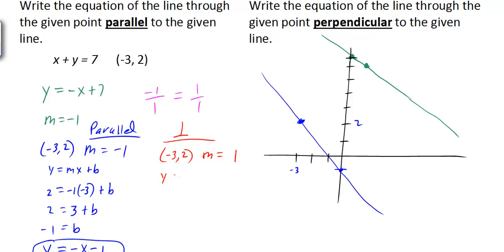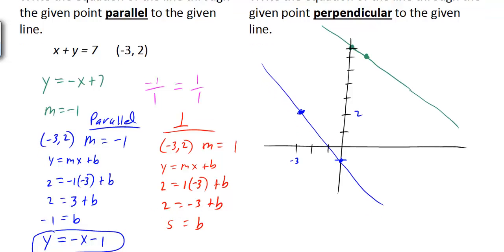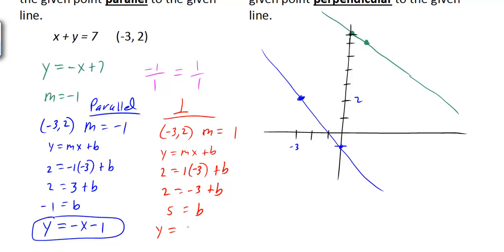So now we could use our same y equals mx plus b. Our y value is 2, our slope is 1, so that's 1 times x, which is negative 3, plus b. So we have 2 equals negative 3 plus b. And if we add 3 to the other side, our b value turns out to be 5. So we would have y equals mx, so that's 1x, plus b, which is 5. So y equals x plus 5 is going to be the equation for our perpendicular line.